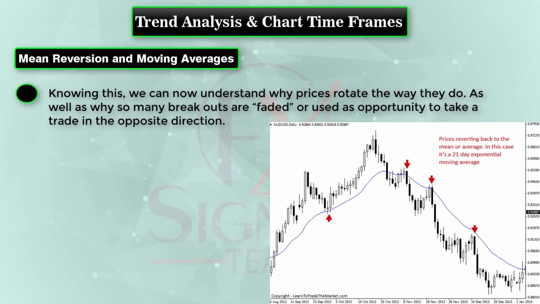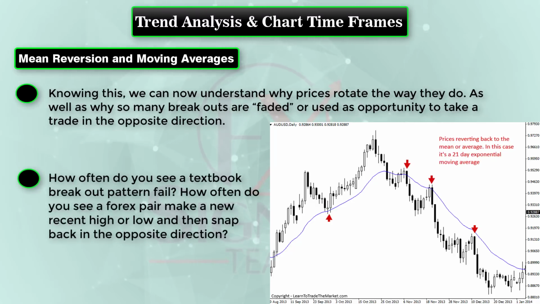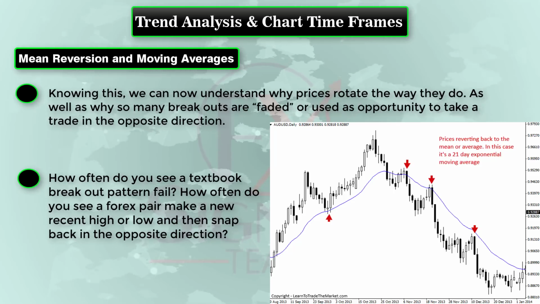Knowing this, we can now understand why prices rotate the way they do, as well as why so many breakouts are faded, or used as opportunity to take a trade in the opposite direction. How often do you see a textbook breakout pattern fail? How often do you see a forex pair make a new recent high or low and then snap back in the opposite direction?